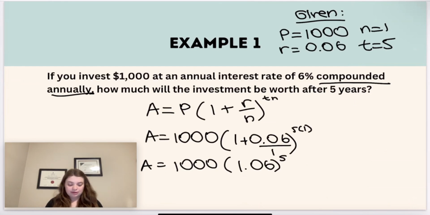The next thing I'm going to do is grab my calculator, and it is customary to get a calculator for financial problems like this, or just in general for anything related to statistics or related to finance. So then I'm going to type into my calculator 1.06 to the power of 5. I'm going to hit equals, and then I'm going to multiply that value by 1,000 to get that A is equal to $1,338, and I'm going to round up to 23 cents.